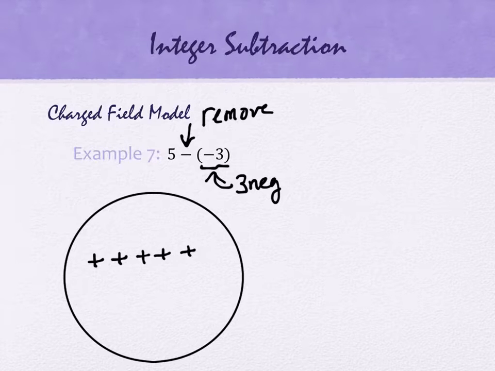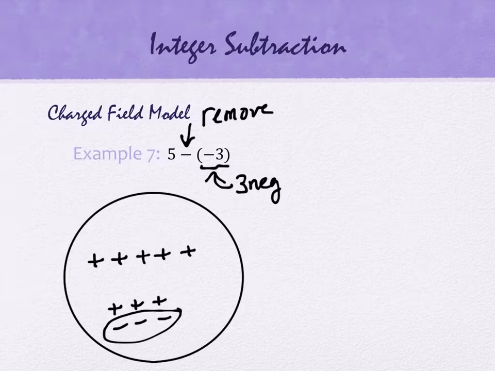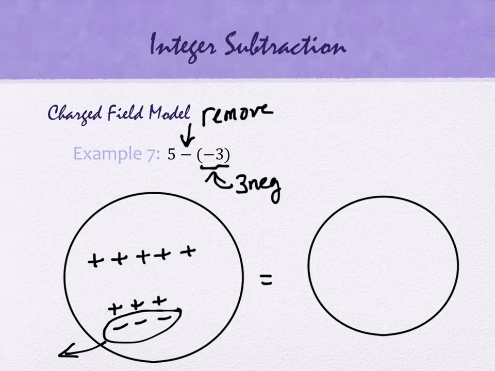And I don't have any negatives to remove, so I have to add them in 0 pairs. So what am I going to add? Yeah, I'm going to add a positive, negative 3 times. So 3 pairs of positive negatives. And once I do that, I can remove the 3 negatives, which leaves me with what? 8 positives.